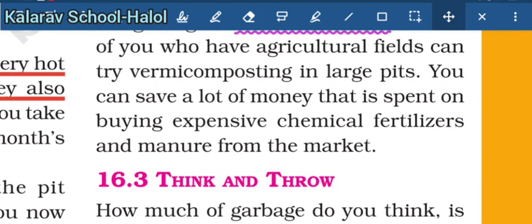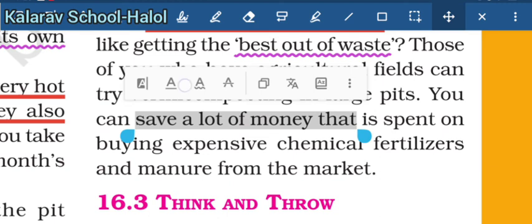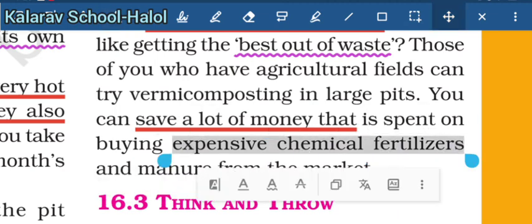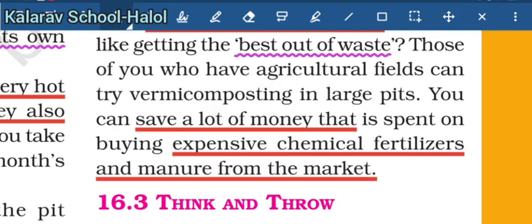What are the advantages? The main advantage of vermicomposting is that it can save a lot of money. How can it save? We don't spend money on expensive chemical fertilizers and manure from the market. In this way, vermicomposting is the best out of waste, and it helps in saving a lot of money, so that we don't need to buy expensive chemical fertilizers from the market.